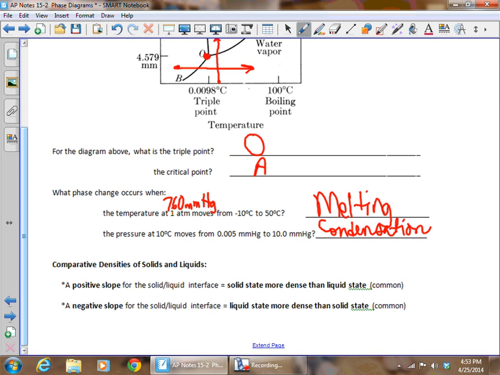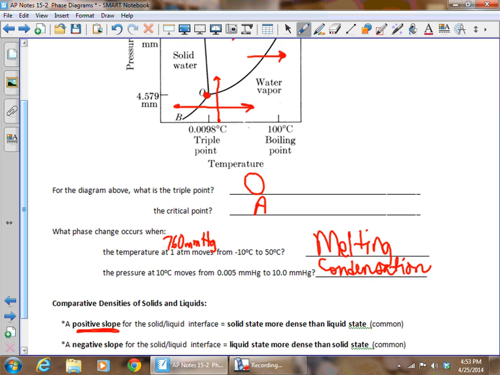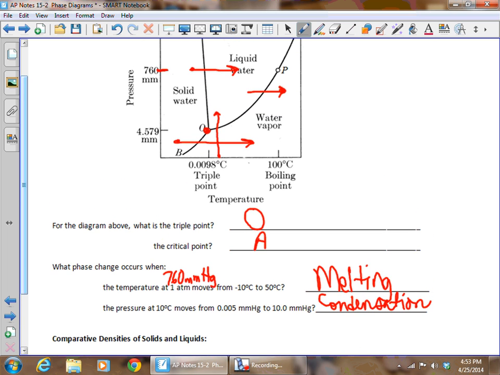Now, what about the densities of solids and liquids? You wouldn't think that a diagram like this would tell us about the comparative density of the solid and the liquid for a particular type of matter, but it does. And it's all about the slope of the solid-liquid border or interface. If you have a positive slope for that interface, and that interface up here is this interface right here, that's the border. If you'll notice, in this particular case, it's a negative slope.